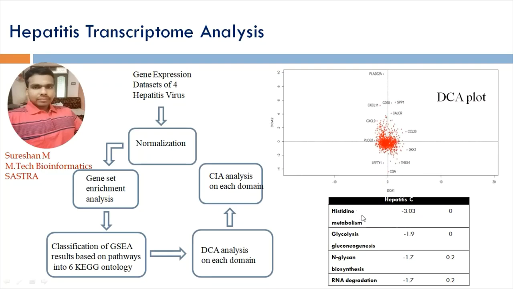So the data for hepatitis C is shown here. The same type of data could be obtained for other hepatitis viruses as well. So this was an interesting work which showed that even though it's hepatitis virus, these four different viruses produce four different metabolic responses in the human host, right?